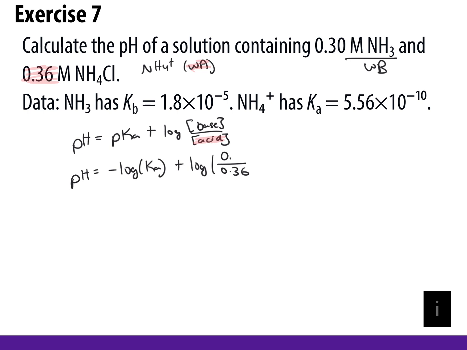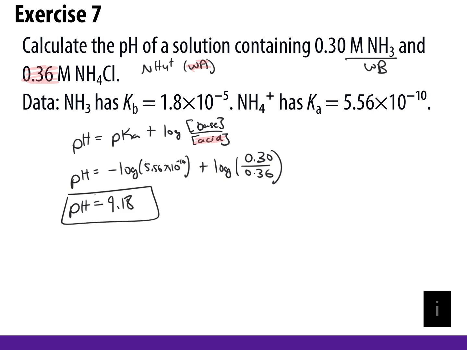And 0.3 molar then is the base. The Ka is what goes into the pKa equation, so I'll plug that in as well. Now that we have the Ka plugged in, we just solve. Do that, we get a pH of 9.18.